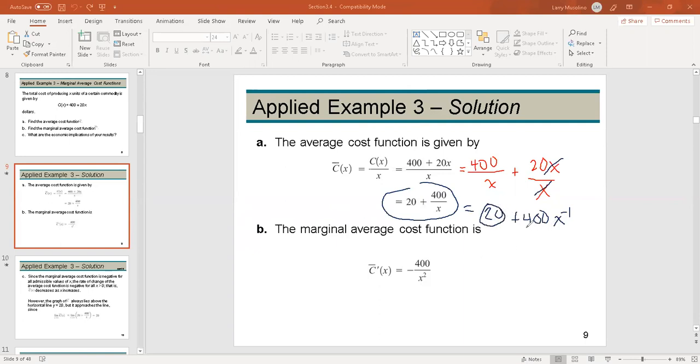Let me take the derivative of 400x to the negative 1. Well, the derivative is going to be to bring down that 400 because that's just a constant in front. Bring the exponent negative 1 down as a multiplier and then subtract 1 from the exponent. So that gives me x to the negative 2. Now I can bring that x to the negative 2 down to the denominator and write it as negative 400 over x squared.